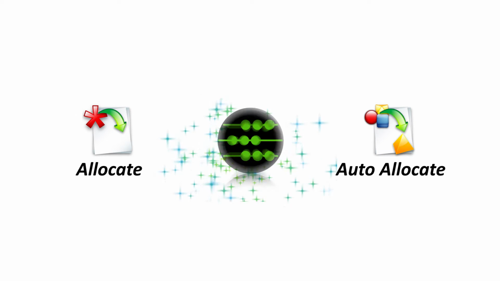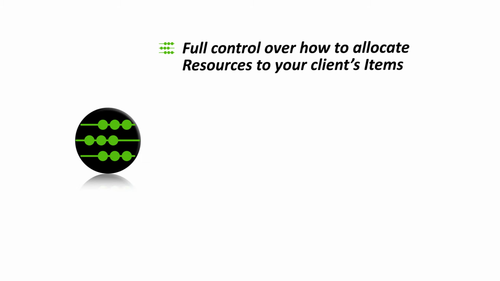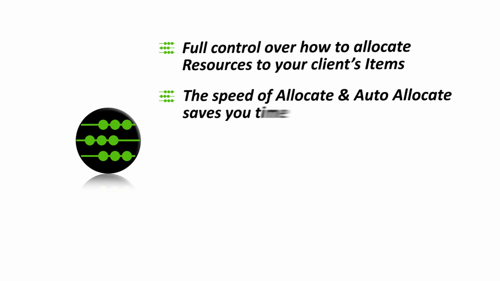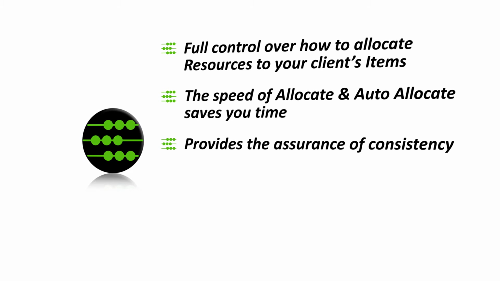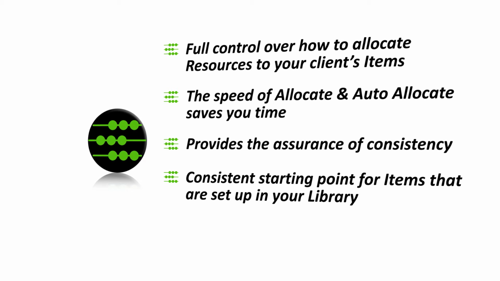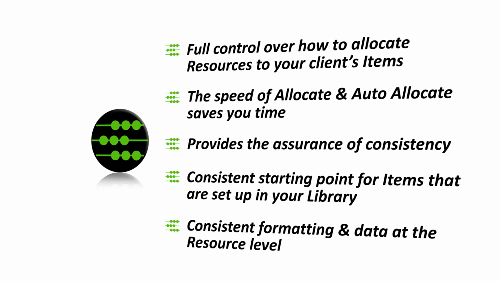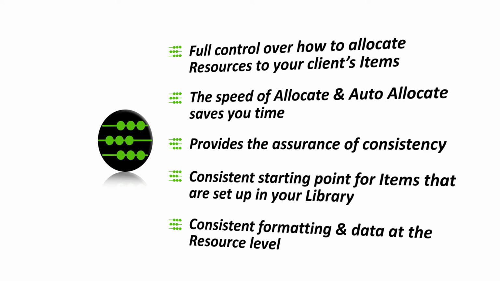This unique suite of options to allocate is exclusive to benchmark estimating software, that no other estimating software package provides, and users are realizing the vast benefits in having full control over how to allocate resources to your client's items. The speed of Allocate and Auto Allocate saves you time, but also provides the assurance of consistency. Regardless of who is preparing the estimate, using these Allocate and Auto Allocate features ensures a consistent starting point for items that are set up in your library. You can be confident that you are using consistent formatting and data at the resource level, while at the item level your client can have any item description they like.